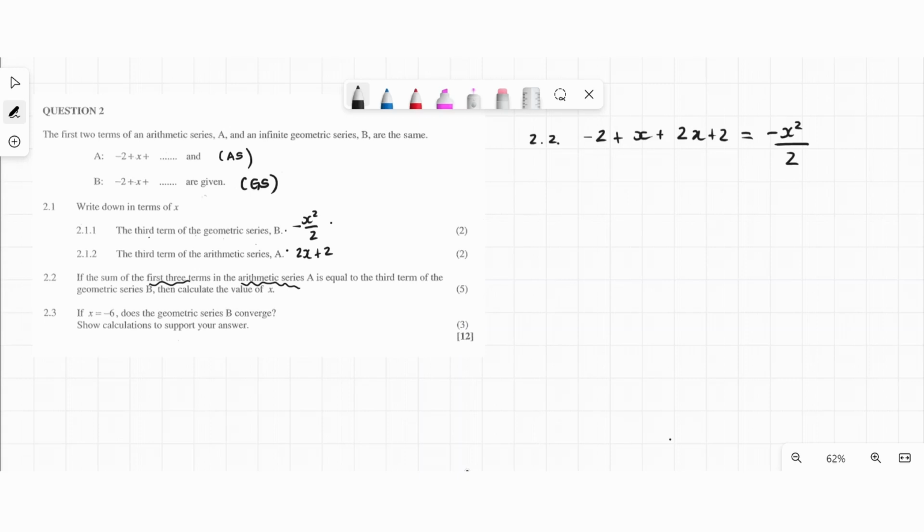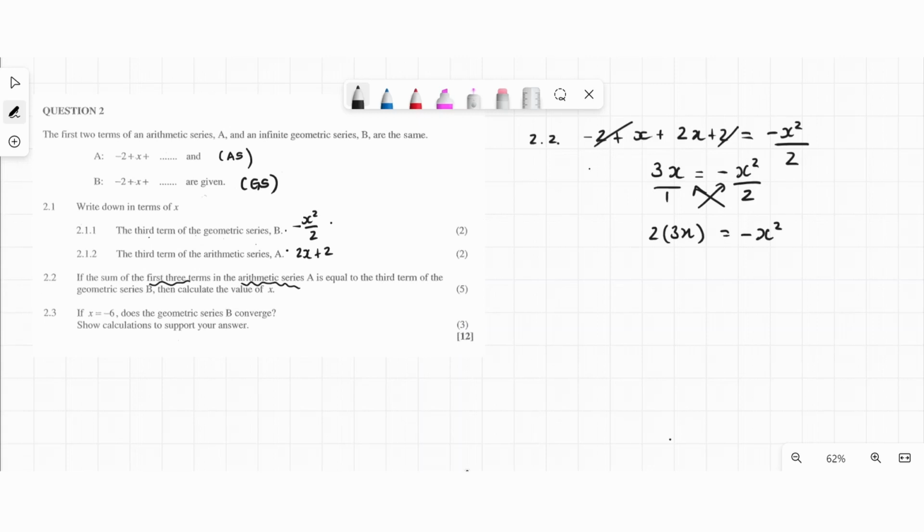So here let's group like terms. It's going to be what? Negative 2 and positive 2 are going to cancel each other. So we're going to be left with what? 3x is equal to negative x squared divided by 2. Cross multiply. So this is the same as divided by 1. So when we cross multiply, we're going to have 2 open bracket 3x is equal to what? 2 times negative x squared multiplied by 1. So it's negative x squared, right?